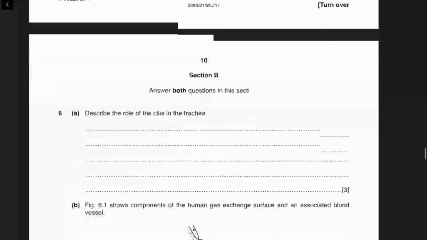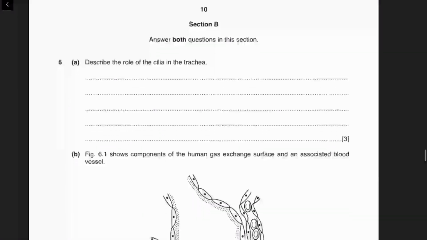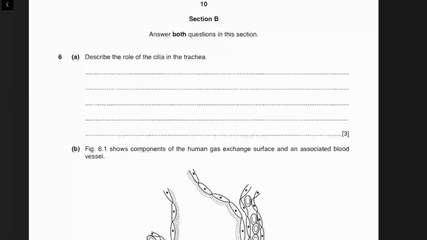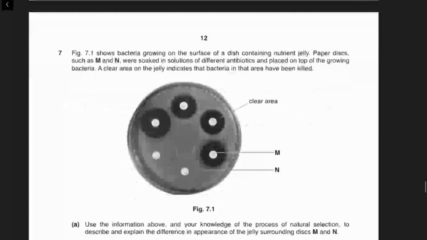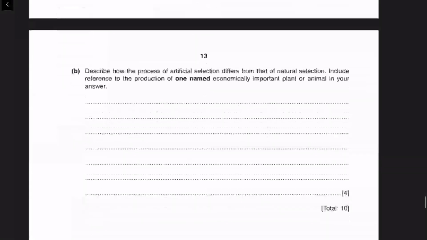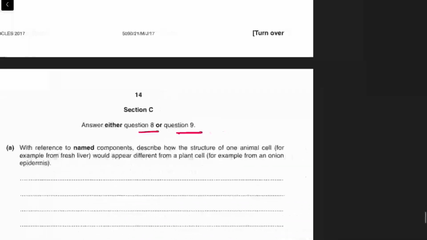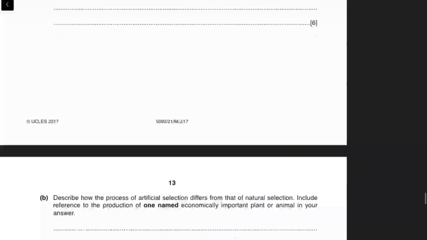Describe the role of section B. Right, so remember your old format. When it comes to section B, you have to answer all questions. When it comes to section C, you're given an option, either question 8 or 9. Anyway, we will do all since we are practicing.